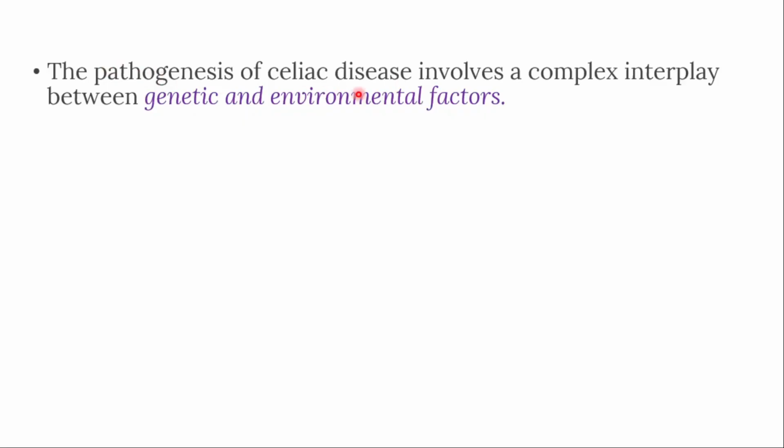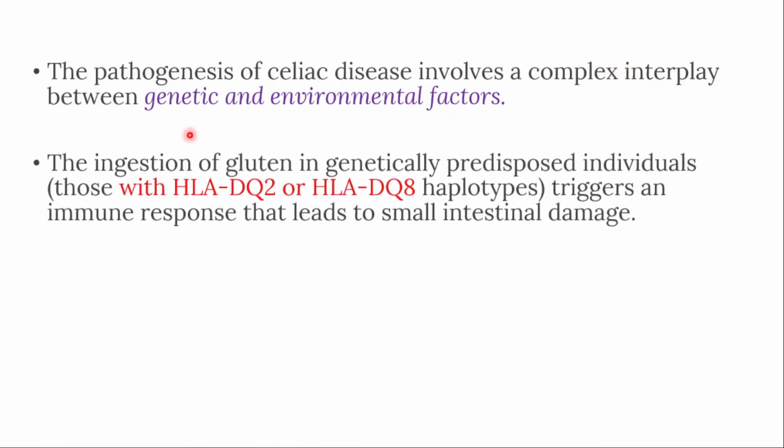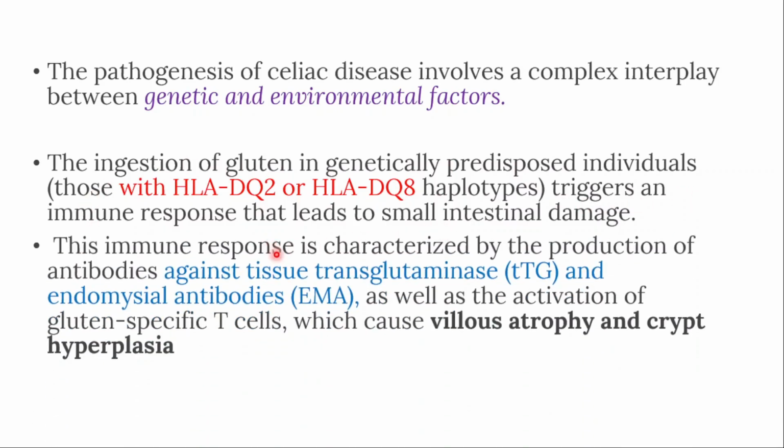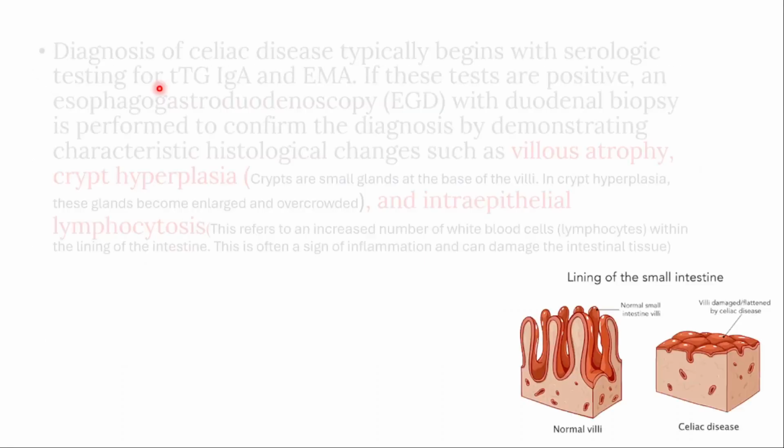The pathogenesis involves complex interplay between genetic and environmental factors. The ingestion of gluten in genetically predisposed individuals, those with HLA-DQ2 and HLA-DQ8 haplotypes, triggers an immune response that leads to small intestinal damage. This immune response is characterized by the production of antibodies against tissue transglutaminase and endomysial antibodies, as well as the activation of gluten-specific T cells, which cause villous atrophy and crypt hyperplasia in the small intestine. And we use those to diagnose.